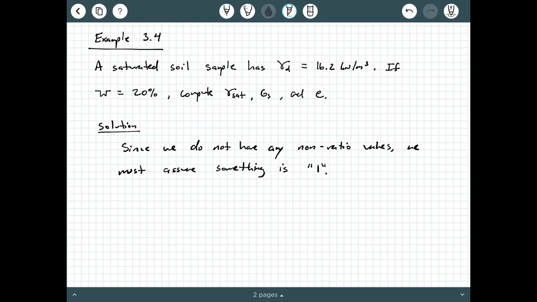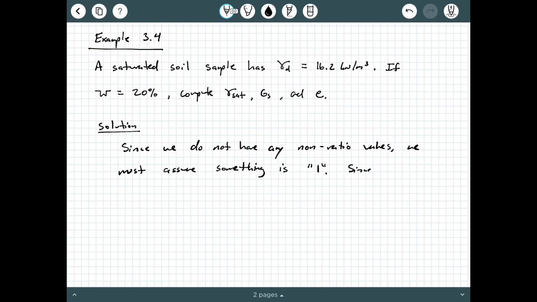So if we look at our given information here, we're given a dry unit weight and we're given a moisture content, okay? So what do you think would be a good assumption of something equals to 1 based on what we're given in the example? So maybe pause the video and think about it for a minute, and then hit play and I'll be saying it right now, I guess.